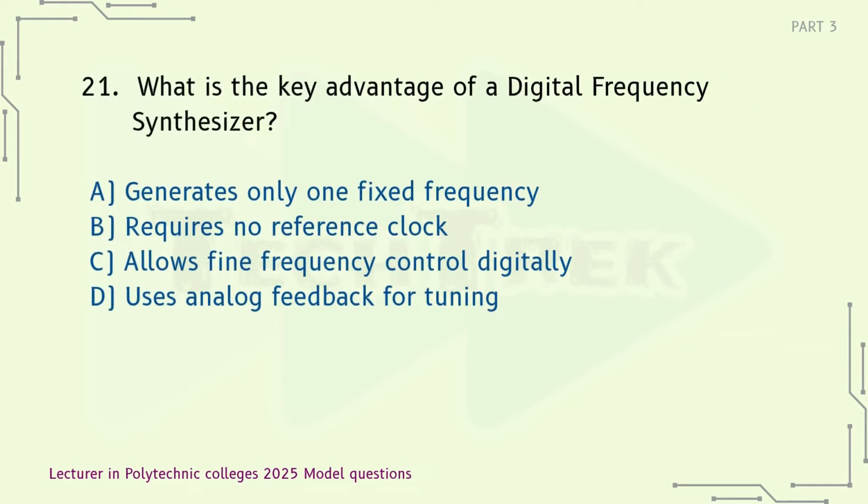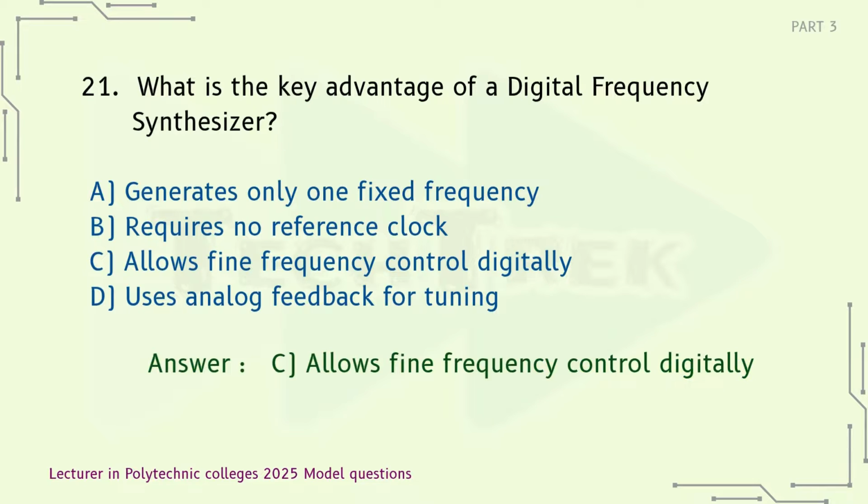What is the key advantage of a digital frequency synthesizer? A. Generates only one fixed frequency. B. Requires no reference clock. C. Allows fine frequency control digitally. D. Uses analog feedback for tuning. Correct answer is option C. Allows fine frequency control digitally.